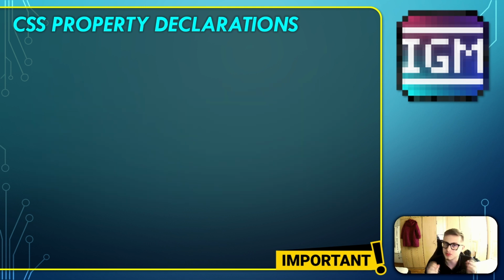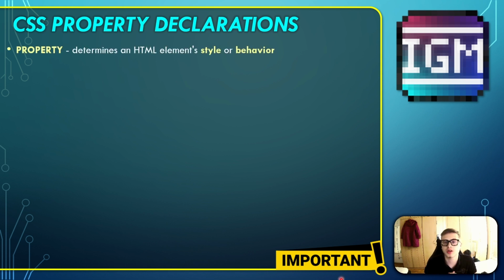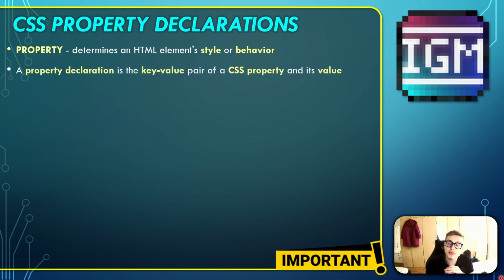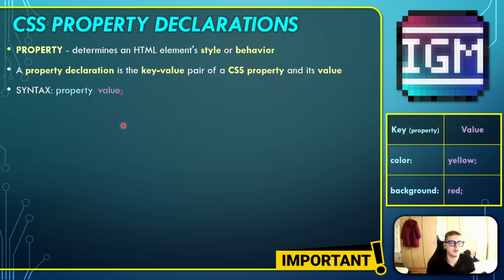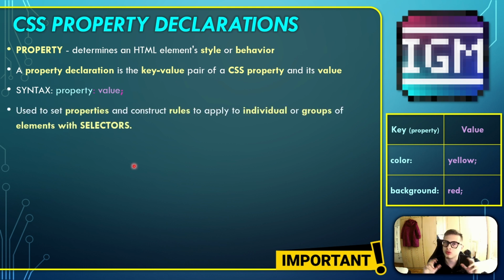With that said, let's begin learning about properties. So first of all, a property in CSS determines an HTML element's style or behavior. And property declarations sound really scary, but you've already seen them numerous times throughout this course. They are just the key and value pair of a CSS property and its value. Their syntax is actually really simple, it's just the property combined with its value. This is the key value pair that we are talking about, right? The property is the key and the value is the value. They are used to set properties and construct rules to apply to individual or groups of HTML elements with selectors, which we've covered in the last episode.